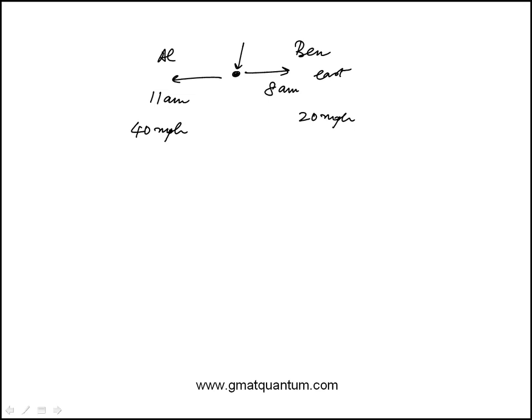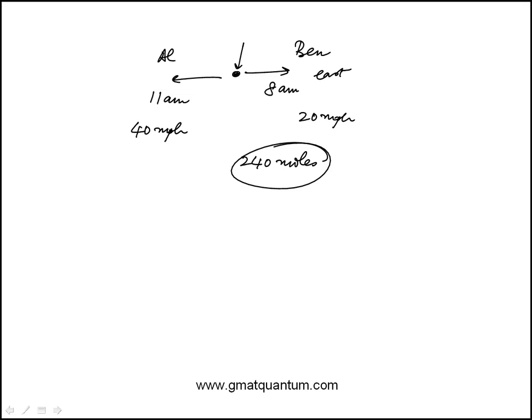So here we're given this trucking facility and two drivers. Ben left this facility at 8 a.m. heading east, and Al headed west at 11 a.m. And then at a particular time later that day, they retrieved this data, and they found that Al had averaged 40 miles per hour, and Ben had averaged 20 miles per hour. And they also tell us that they had driven a total of 240 miles together.